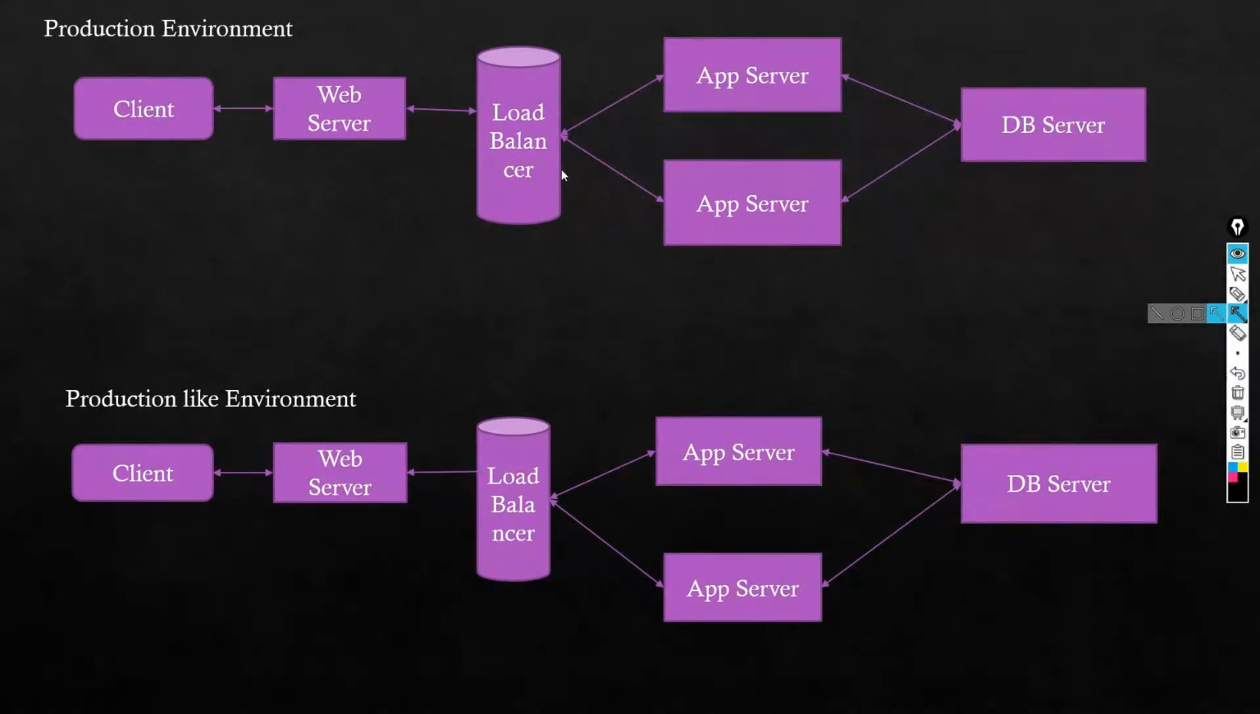If you have two app servers in production like this, you should also have two app servers in the performance testing environment. If you have one DB server in production, you should also have one DB server in the performance testing environment. I'll give you high-level information on what this DB server and app server are all about.